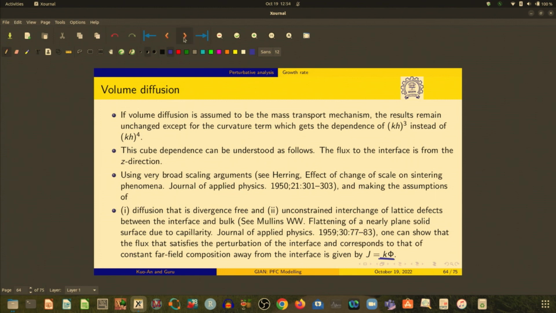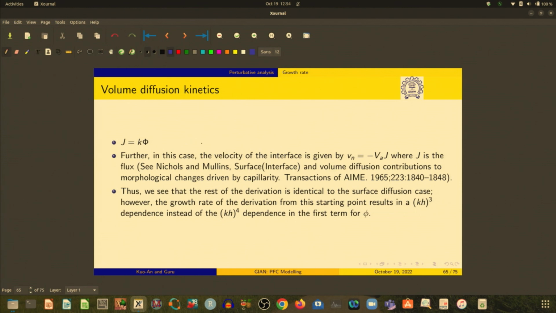Any case, so J is k phi and V is Va times J we know. So, we know that it is k times phi, and you saw that phi gave you a k power 4, but here is a k that is multiplying. So, it will give you a k cube. That is how it is a k cube dependence.